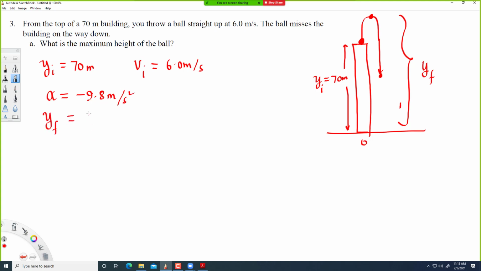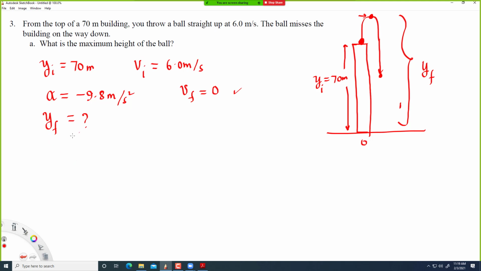And we also know one more thing here. It's not given, but just by using common sense, you can tell that at the highest point, the final velocity will be 0. It will momentarily stop at the highest point. If I throw something up, it will stop momentarily and then fall down. So at the highest point, the final velocity would be 0. That's something we need to know, even if the question doesn't tell you.